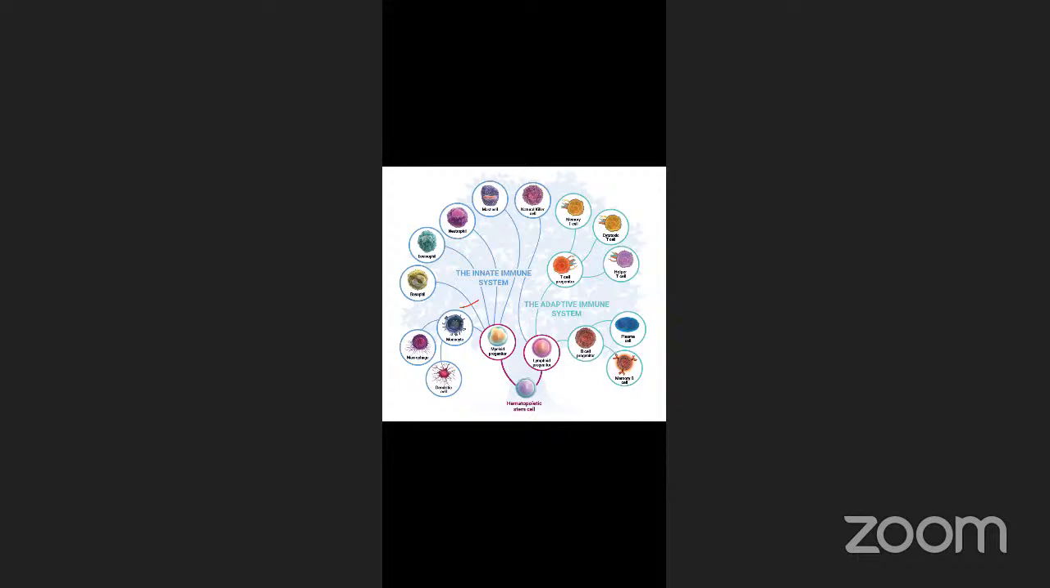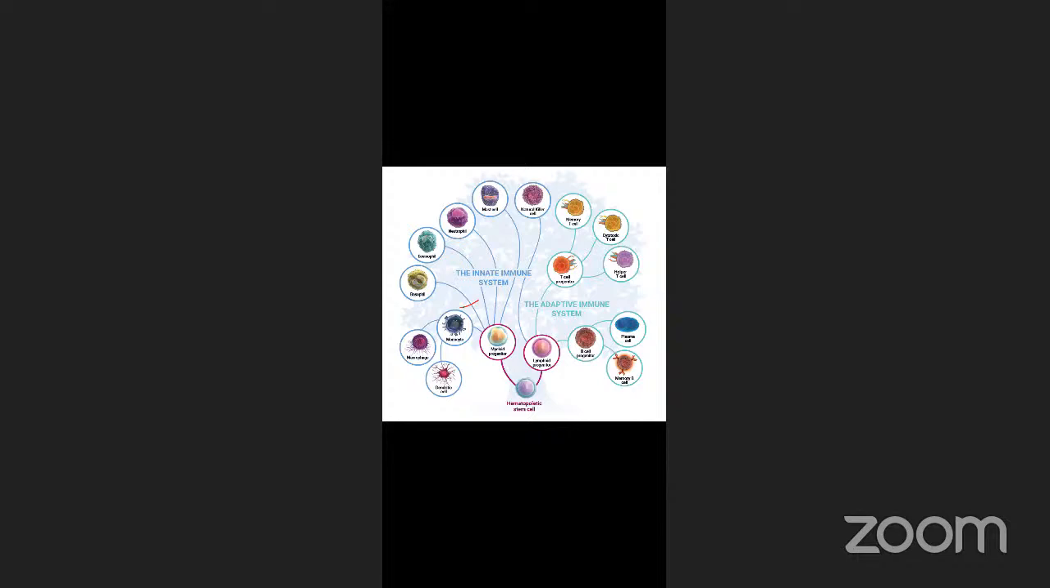And the next cells are lymphoid. These are the cells actively involved in innate immunity. And we have other cells: we have discussed eosinophils, neutrophils, natural killer cells.